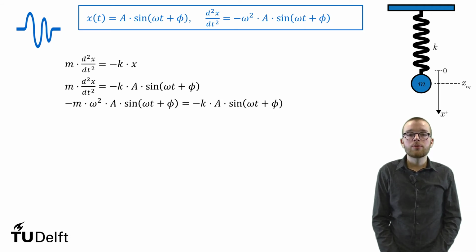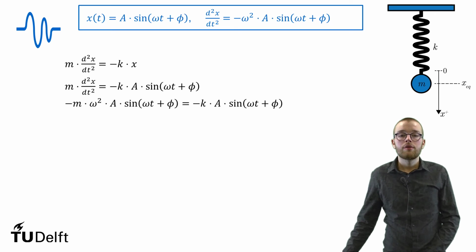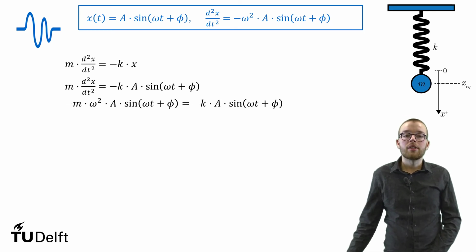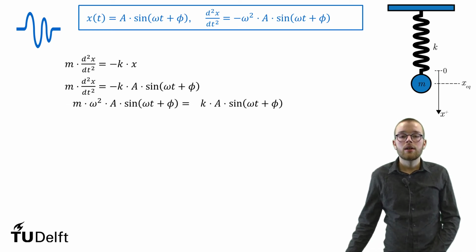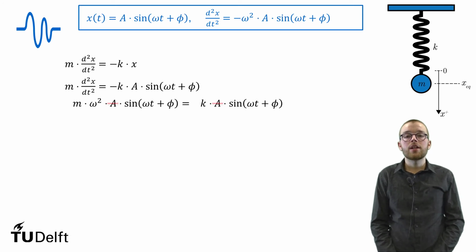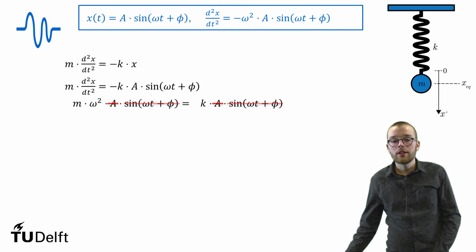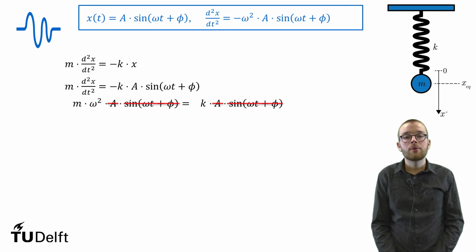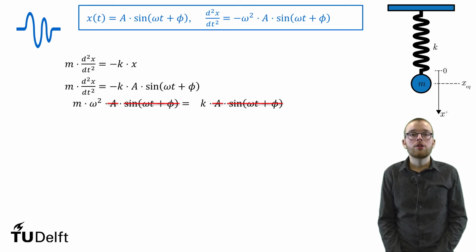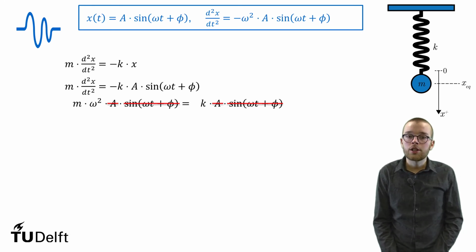Luckily, some terms cancel out on both sides. Firstly, the negative signs can be erased. Next, both sides also contain the amplitude A, which we can cancel out. And last but not least, the sinusoids in both sides of the equation are exactly the same, so can be cancelled as well. Do note, however, that if these sines were to have a different argument, they would not cancel out.